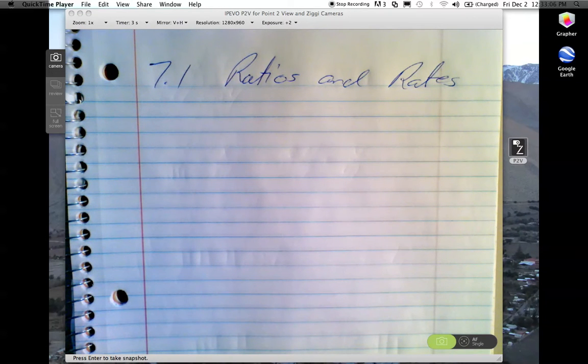All right, sixth grade pre-algebra class. Here is your lesson on 7.1, ratios and rates. We're going to start by introducing a concept called ratios. A ratio is going to be a comparison of two numbers using division.